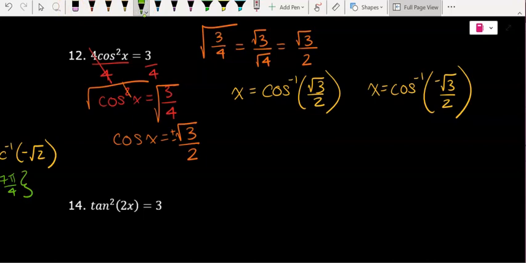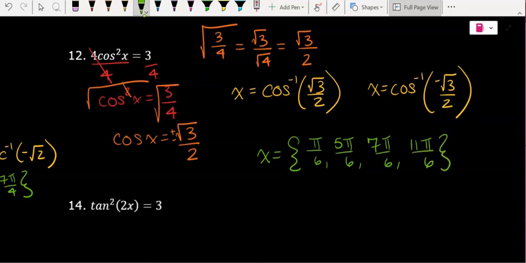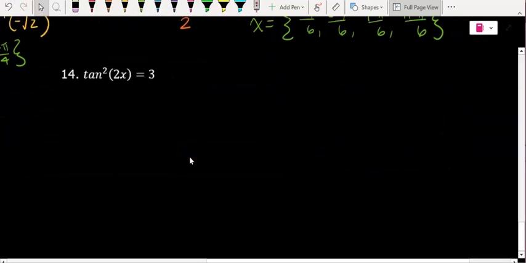And that's going to happen on all of my pi over 6s. So my final answer is going to be x equals, and then I'm going to have pi over 6, 5 pi over 6, 7 pi over 6, and, whoa, yeah, sorry, 11 pi over 6. Okay, so that's all my solutions for that one.